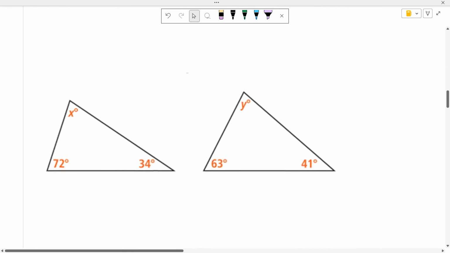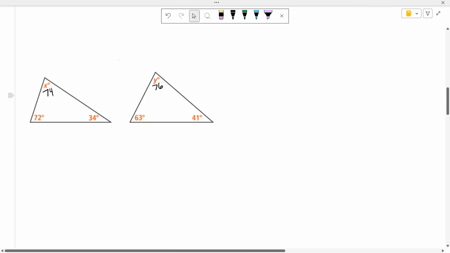What's angle x here? Because these add up to 116, 180 minus 116 is? Yeah, I can't do math. So that would be 74, right? Okay. 63 and 41 add up to 104, so this would be? Are these triangles congruent to each other? No. The angles all have to be the same for those triangles to be congruent.